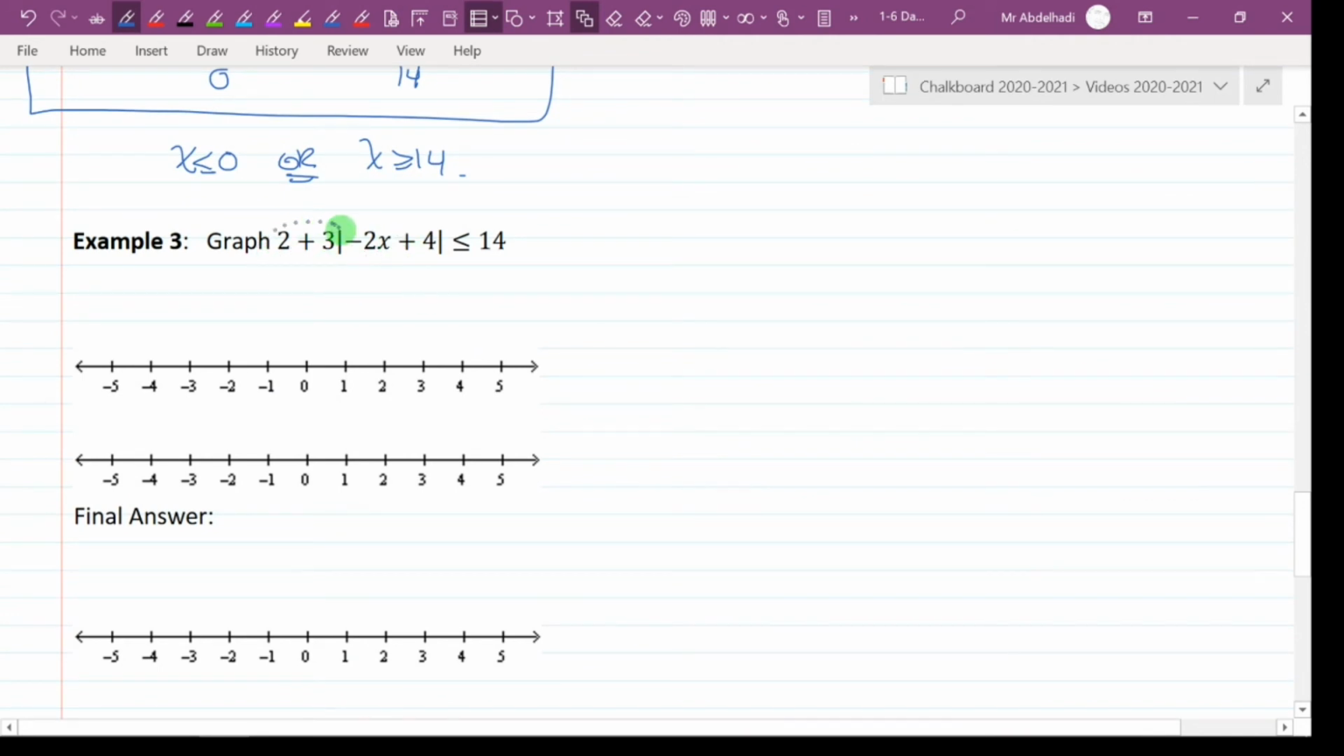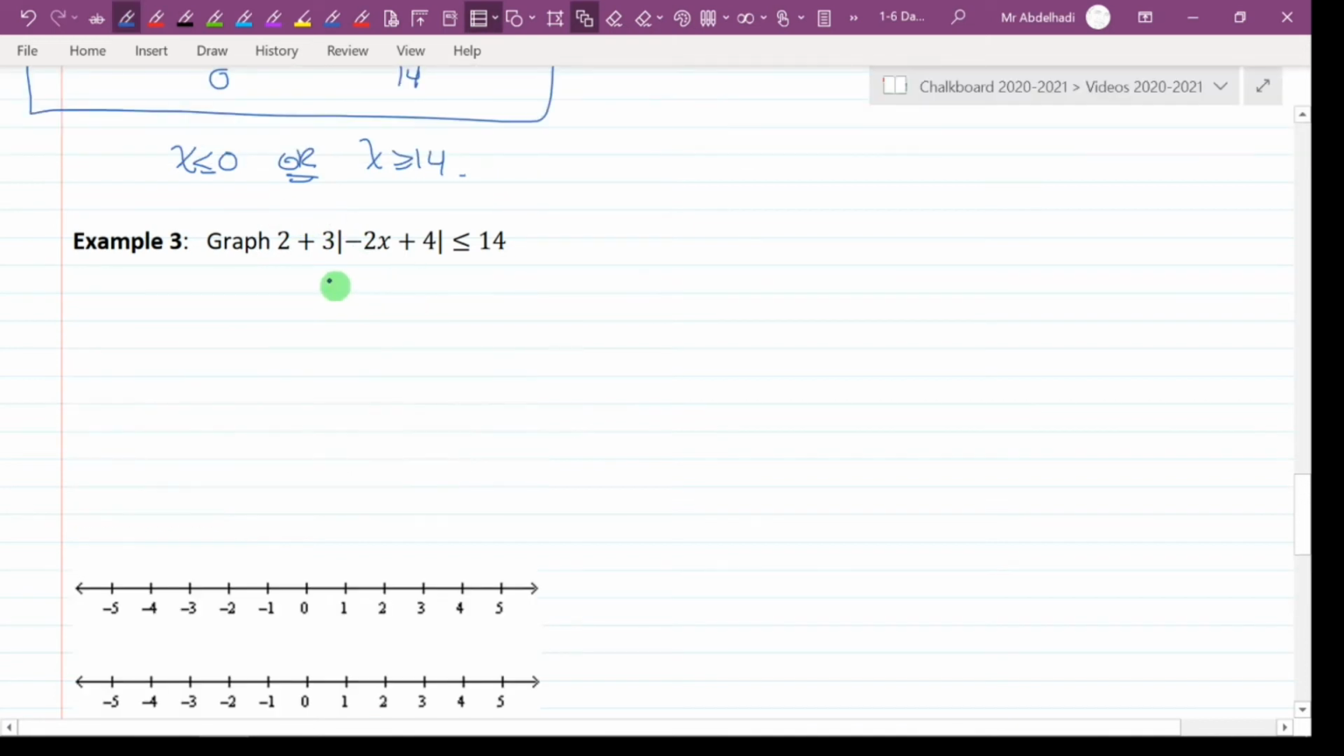We need to get rid of the stuff outside the bars before we can t-bar. So let's go ahead and do that. What do you get rid of first? Well, reverse PEMDAS. What can you add or subtract? Well, we can subtract the 2. That gets rid of that. This becomes this. And now we need to get rid of this 3.